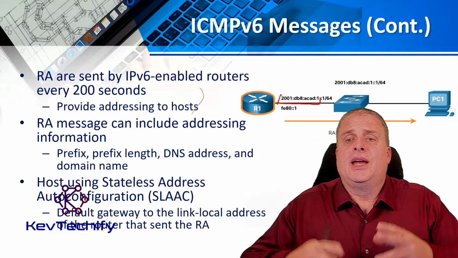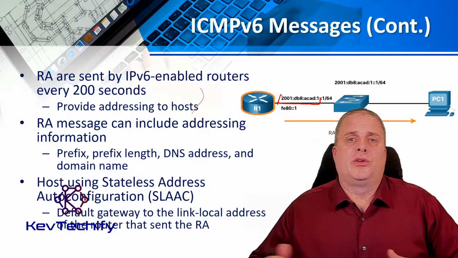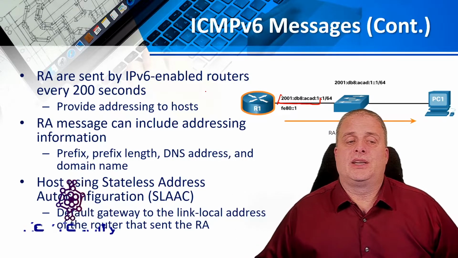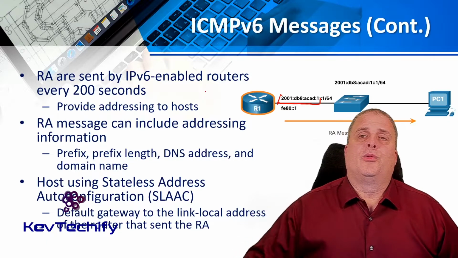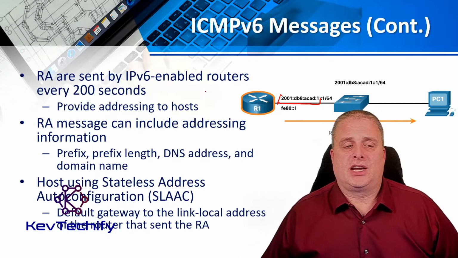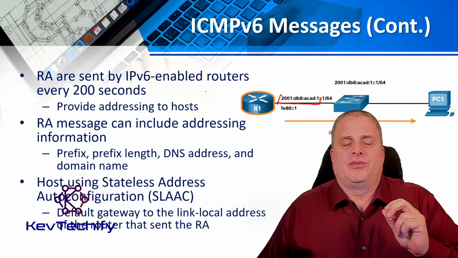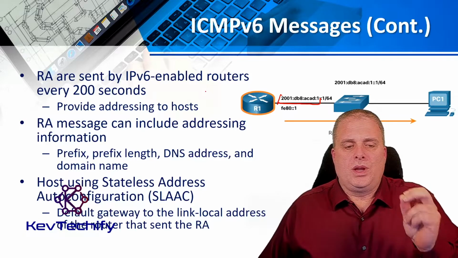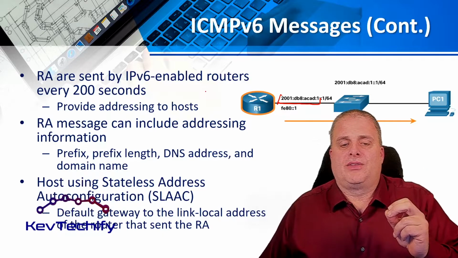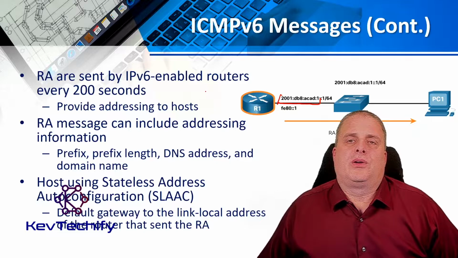In today's networks, it is typically a /64, but in the future, we could see that number varying anywhere from 0 to 128. It also includes DNS address information and a domain name. That information can be handed out through a router advertisement. For hosts using stateless address autoconfiguration, or SLAAC, we hand out our default gateway through these router advertisements. If it's a link-local address, it'll be handed out through that router advertisement.